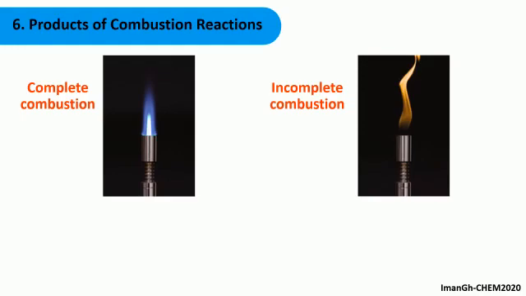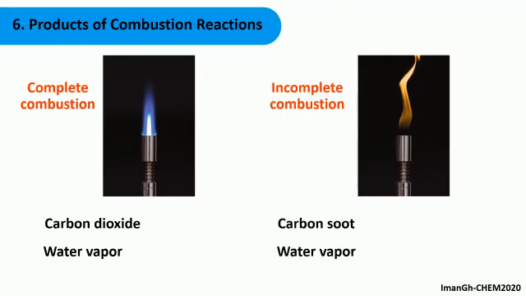During complete combustion of a combustible substance that contains hydrogen and carbon, such as fuel, carbon dioxide and water vapor are produced. However, during incomplete combustion, carbon soot, which is a black deposit, and water vapor are produced. Carbon dioxide and carbon monoxide can be produced during incomplete combustion as well. Carbon monoxide is a toxic gas that causes suffocation and intoxication, since it deprives the body of oxygen.